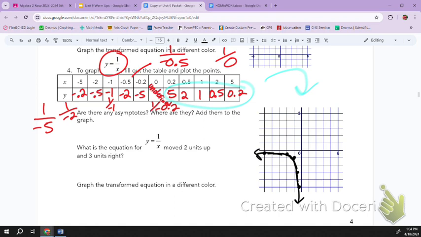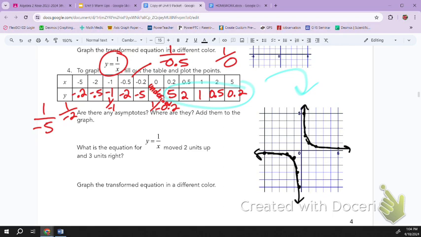At 0, it's undefined, meaning we will not have a point. So let's go to the other side of this graph. At 0.2, our y value is 5. At half, our y value is 2. At 1, it's 1. At 2, it's half. At 5, it's at 0.2. So our other side of this graph looks like this.